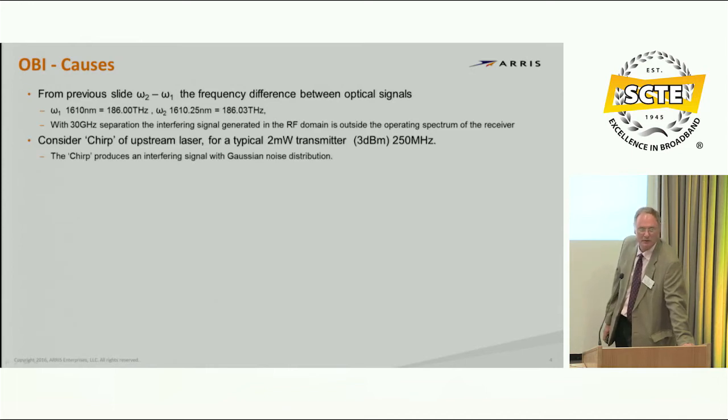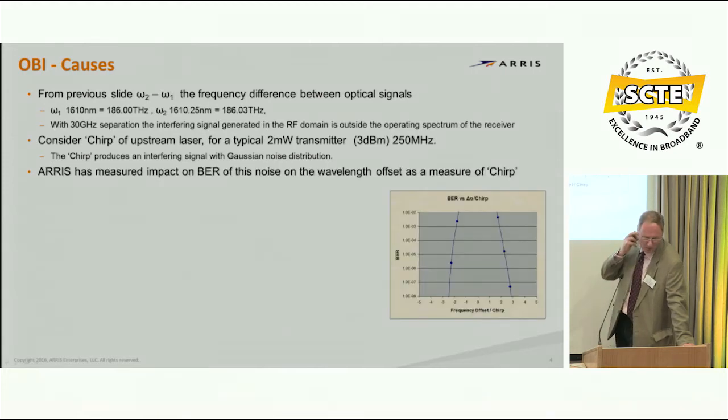But there's a couple of other things to consider in a return transmitter. In fact, in any optical transmitter, transmitters have what they call chirp on them. This is a signal introduced into a transmitter to improve the second-order distortions. And it's this chirp which produces a Gaussian noise signal when the two are combined. The other thing to look at is how far apart are they and what is that chirp frequency. Now we've investigated and measured the impact on BER of the chirp signal and how far between the frequency offset, measured as a measure of the chirp.